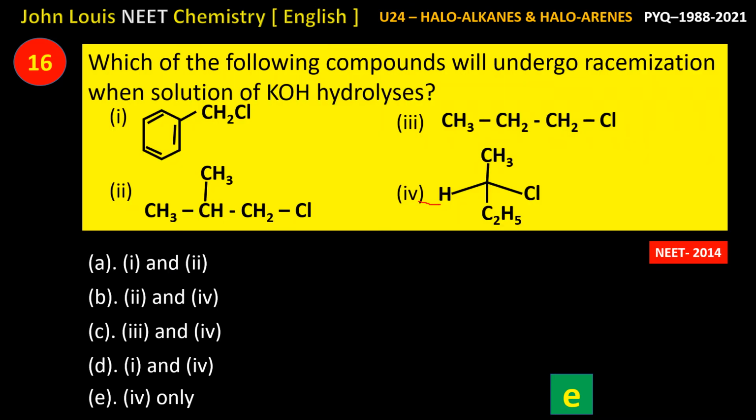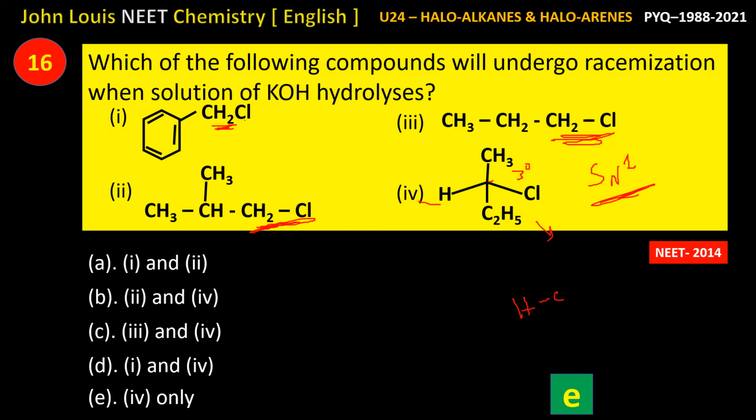Which of the following compounds will undergo racemization when solution of KOH hydrolysis? So when it undergoes hydrolysis, here the primary halogen compound, this is also primary halogen compound, and this is also a primary halogen compound, whereas this is tertiary halogen compound. See, among these 4, which one will undergo SN1 type? See, only tertiary halogen compounds will undergo SN1 type. So that means what? It can form carbocation.